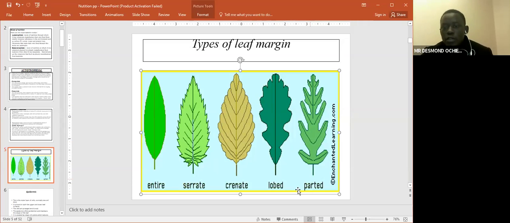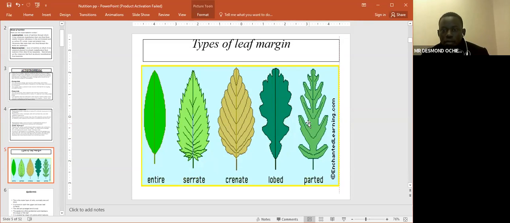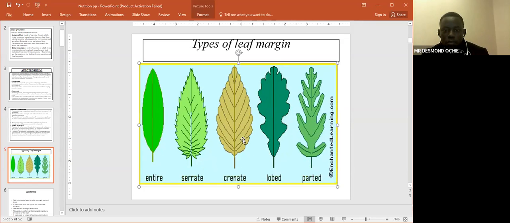And then we have what is called the parted leaf margin. Parted is almost similar to lobed, but if you see the way the margins look, there's a big difference. So this is called parted leaf margin. This is lobed leaf margin, crenate leaf margin, serrated leaf margin, and entire leaf margin.